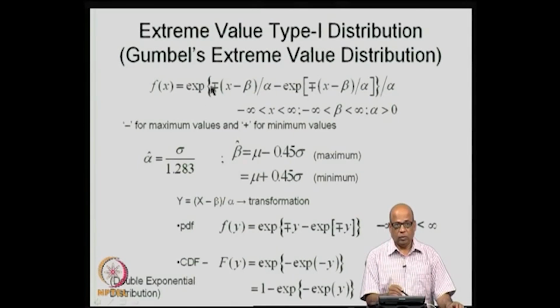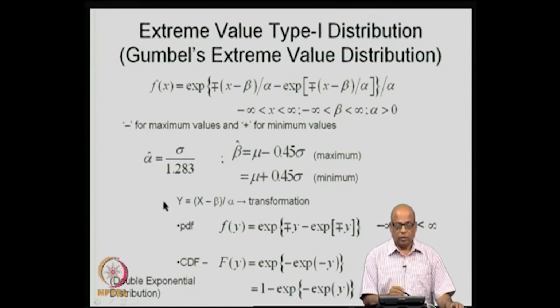If we are looking at the extreme value distribution type 1 for maximum values, then we use the negative sign here in the PDF, and for minimum values we use the positive sign in the PDF. Correspondingly, for the estimate for the parameter beta, we use the negative sign here. It turns out to be mu minus 0.45 sigma for the maximum values, and for the minimum values you get mu plus 0.45 sigma. So, given the sample values, you estimate the sample estimate for the standard deviation, and you also get the sample estimate for the mean, from which you can estimate alpha and beta.